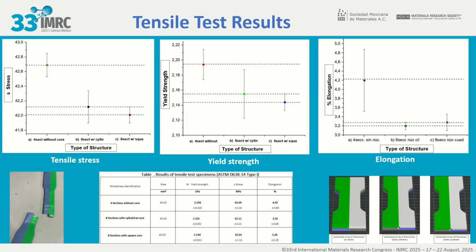Elongation. Simple multiphase structures present the highest elongation, approximately 4.2%, while the cylindrical and square core structures show reduced ductility. This means that the addition of cores slightly reduces the mechanical strength and elongation.